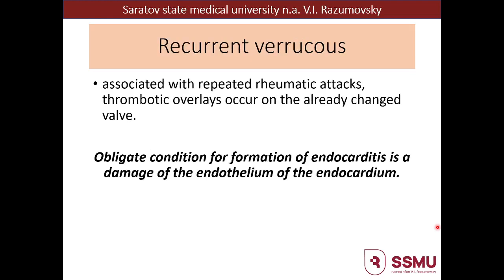Recurrent verrucous endocarditis is a typical or special type of endocarditis which is associated with secondary injury of the valve and repeated rheumatic attacks, and it is more typical for thrombotic overlayers to occur on the already changed valve. Recurrent verrucous endocarditis will have more complications. The obligate condition for formation of endocarditis is damage of the endothelium of the endocardium.